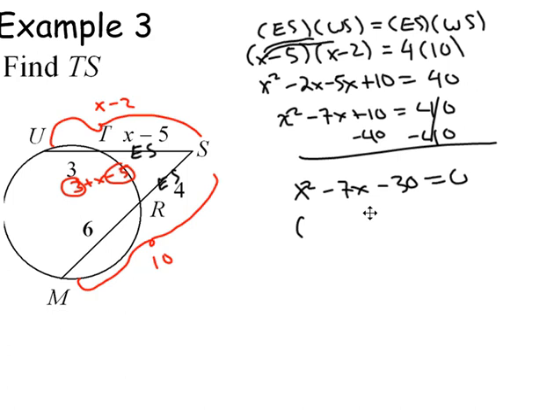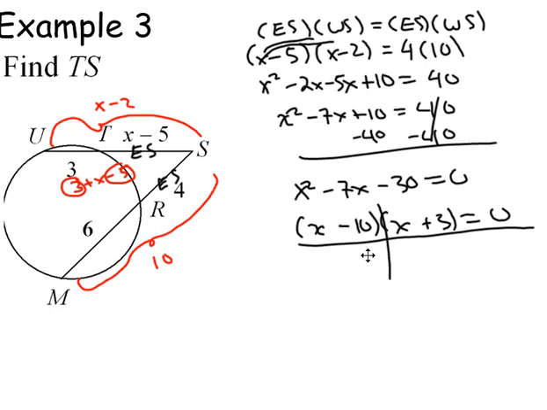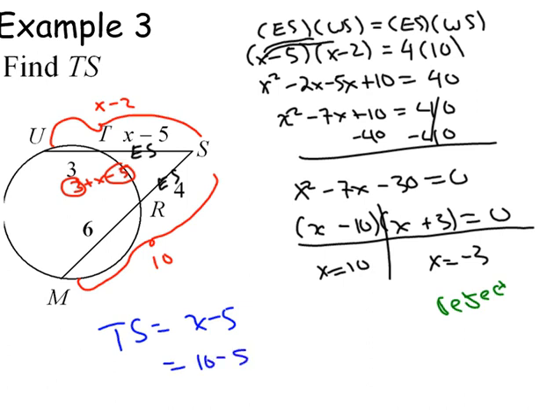Now we got to factor, and again, the reason we have to do all this is because we're dealing with a quadratic equation. So two factors that multiply to negative 30 and add up to negative 7, negative 10 and 3. So x equals 10 and x equals negative 3. We will reject the negative, so that means x equals 10. So to find TS, TS is equivalent to x minus 5. So that's going to be 10 minus 5. So therefore, TS equals 5.